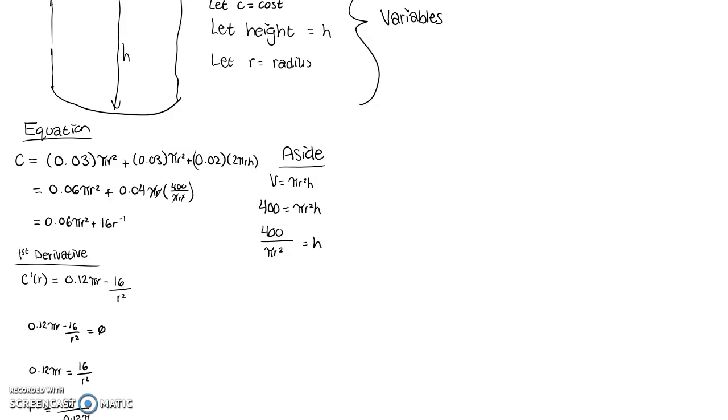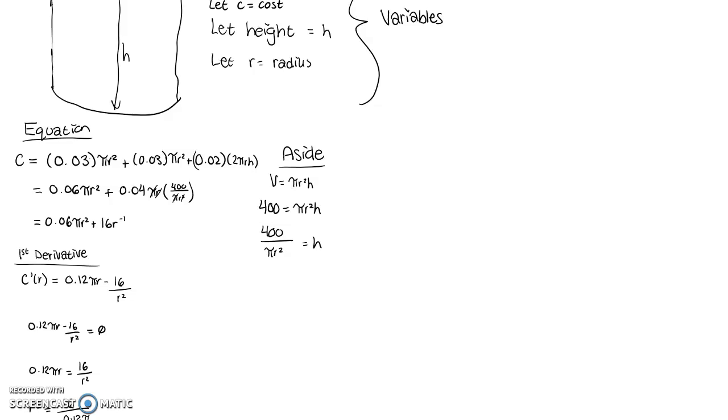The next thing I did was create my original equation. So cost is equal to 0.03, which is the cost of the top and the bottom, times pi r squared, because that is the area of the circle. And then I added that again because I need one for the top and the bottom. And then I did 0.02, which is the cost of the sides, times 2 pi r h, which is the surface area of the can.